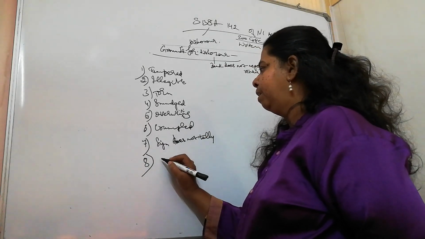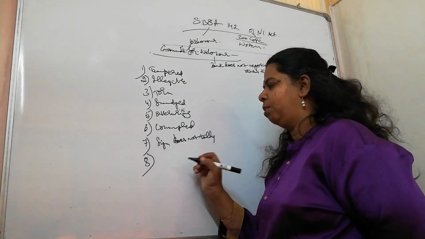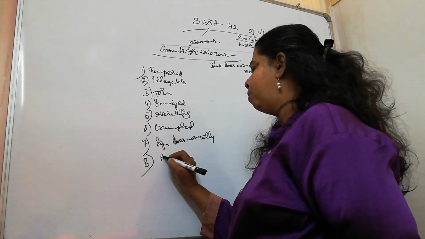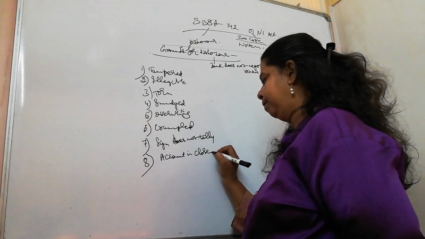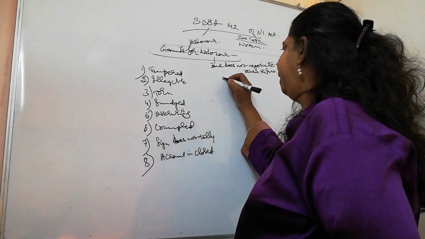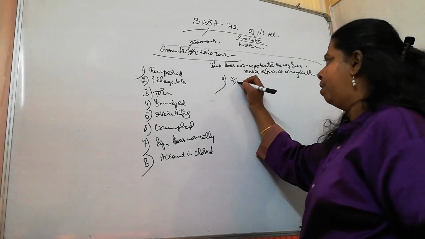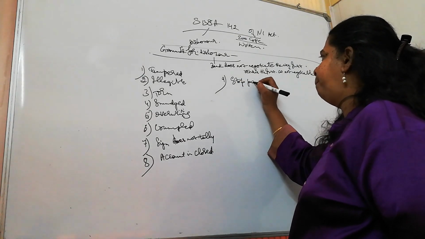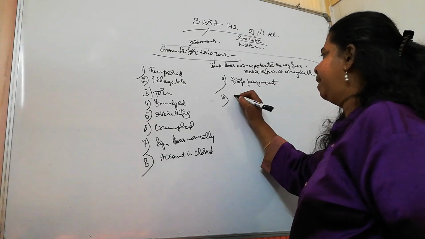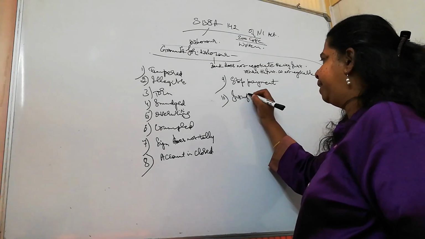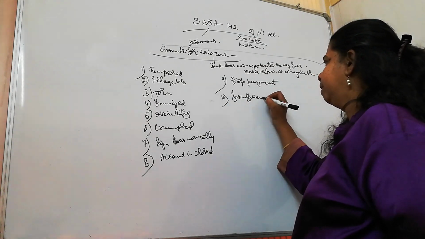8. Where there is overwriting. Overwriting is already done. Then where the account is closed. Okay. Then number 9. Where there is an order for stop payment. And then last one where there is insufficient funds.